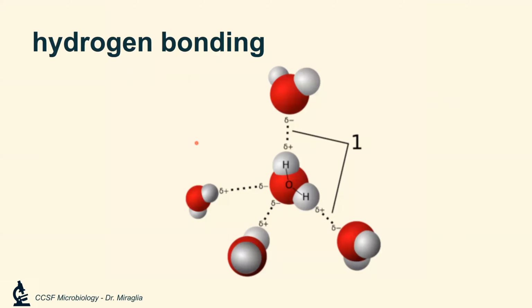Here's another picture of hydrogen bonding. This shows 5 water molecules, and you can see that there's a partial positive charge on the hydrogen, and it's always facing the partial negative charge on the oxygen. So here we see it. You can see the hydrogens are always oriented towards the oxygens for all of these water molecules.